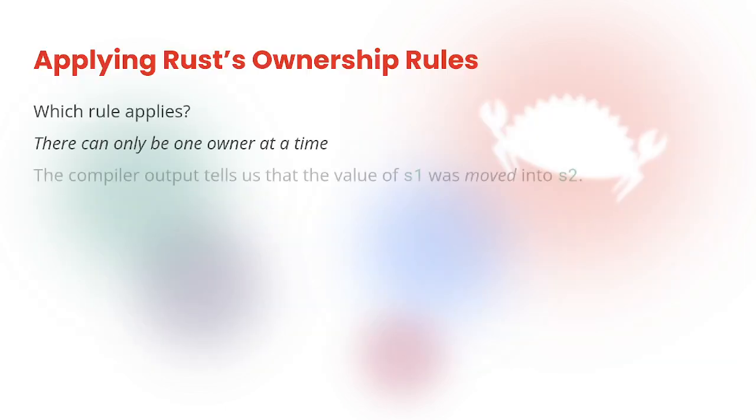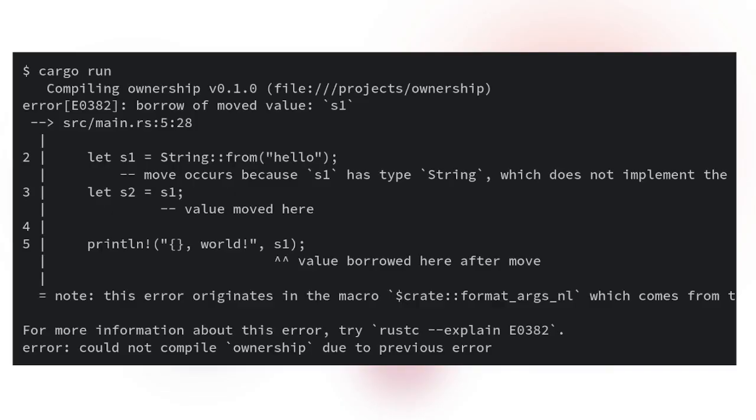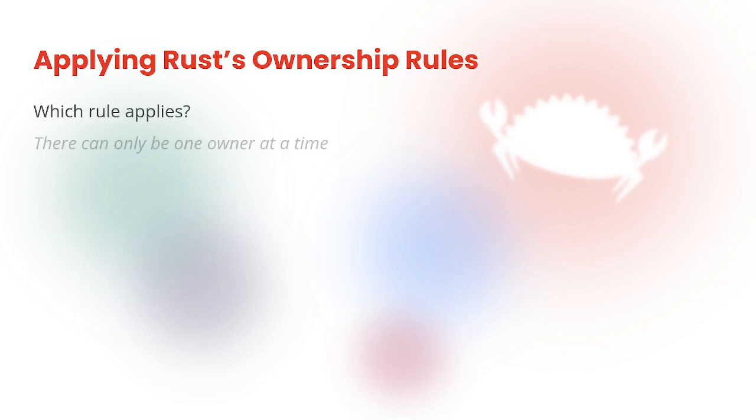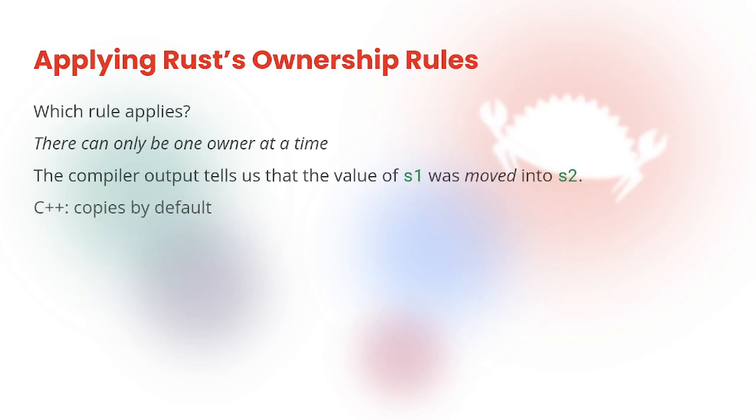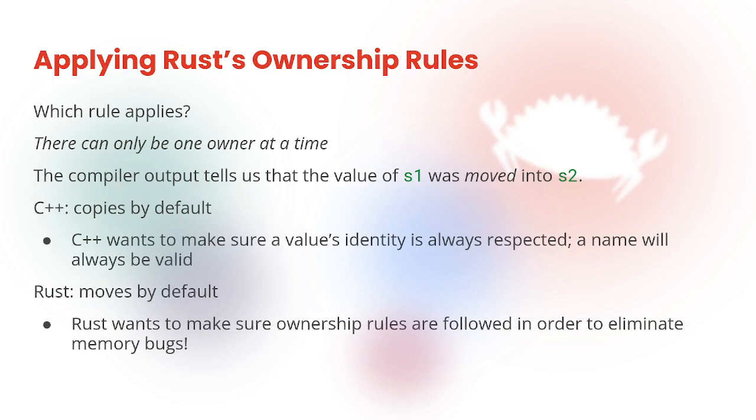Okay. The compiler output tells us that the value of S1 was moved into S2, which I kind of very obviously hinted at here. Value moved here. S1 was moved into S2. Okay, let me just open these bullet points. So remember in C++, when we did mittens equals scaredycat, it copied scaredycat into mittens. So C++ copies by default.